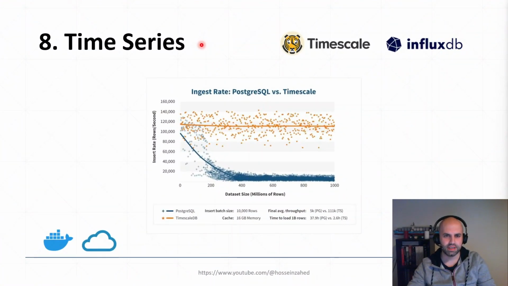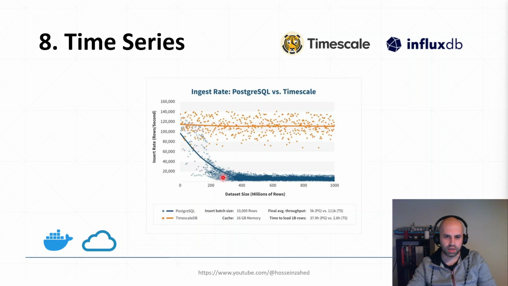And last but not least is time series database. Imagine that you want to insert data for stock prices or events coming from IoT sensors or even weather data. In these cases, we have to ingest a huge amount of rows into the database in a continuous or streaming way. In this diagram, we have a comparison between Postgres and Timescale in terms of ingest rate. Timescale is an extension on top of PostgreSQL.